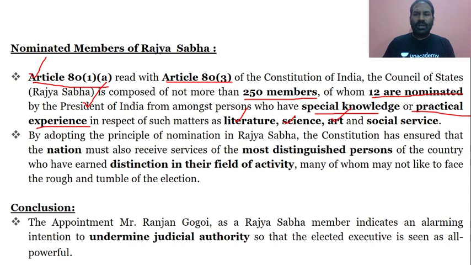In that regard, the nomination of Ranjan Gogoi is not at all wrong, even though it has been discussed in various sectors in the country. As per the Constitution, the president is empowered to appoint under Article 81 of A and Article 80 of 3. So, it is absolutely as per the Constitution of India. And by adopting the principle of nomination in Rajya Sabha, the Constitution has enshrined that the nation must receive services from the most distinguished persons.